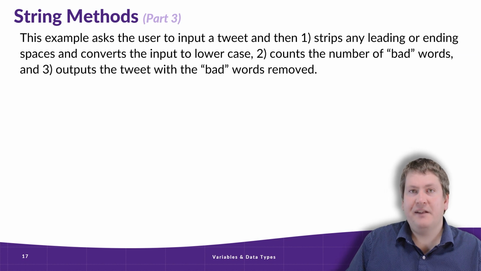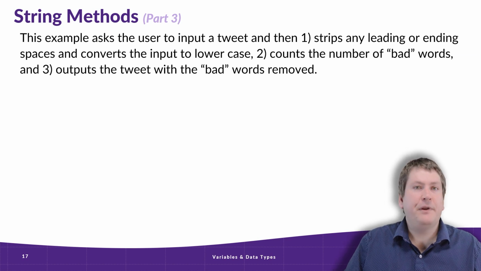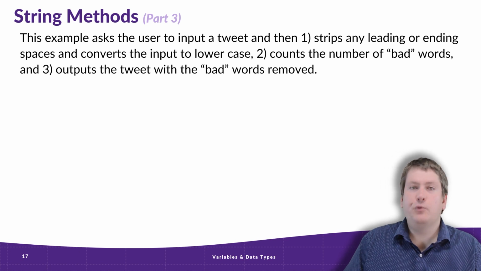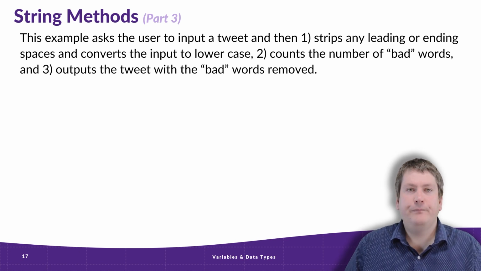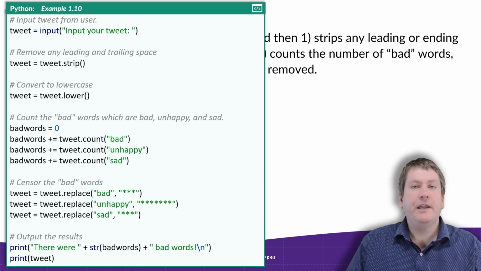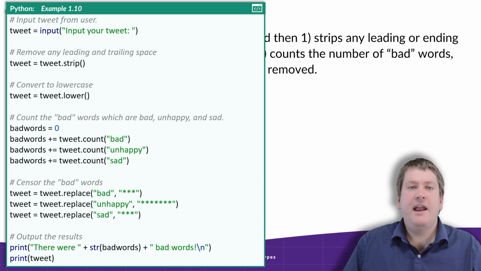Time for a more complex example. Using just what we've covered so far, we can make a somewhat interesting program that censors tweets or any kind of text, really. In this program we have on the screen right now, we input a tweet from a user or any text, and it strips off any leading or trailing spaces.